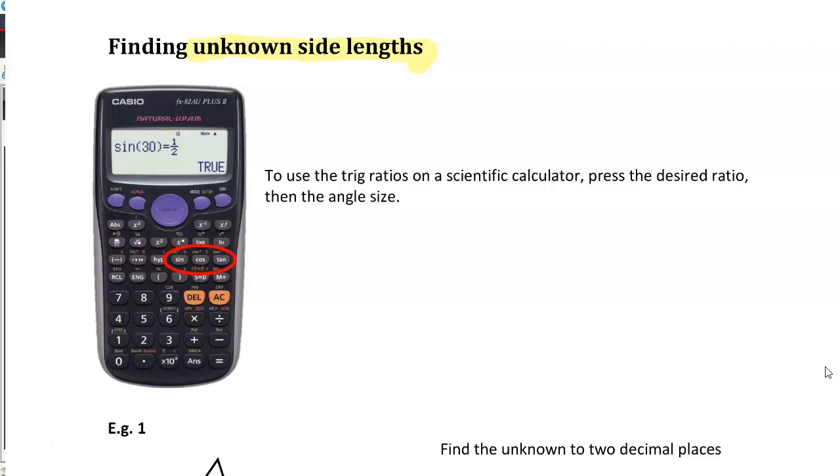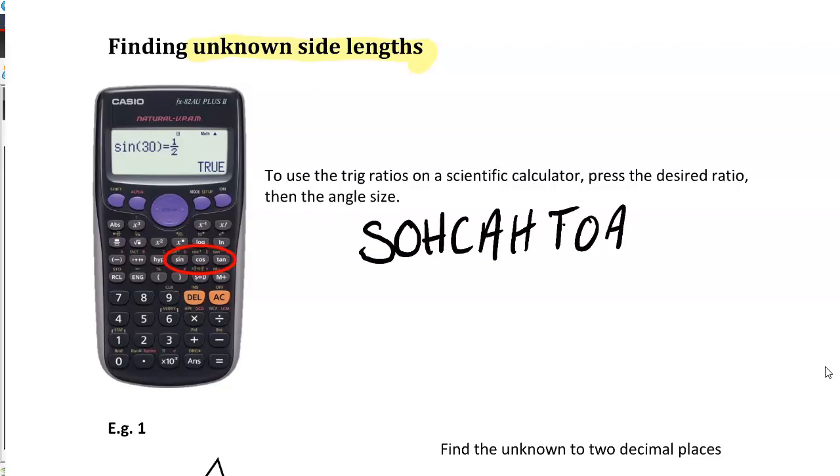Now, don't forget about our trig ratios, our mnemonic. Do you remember what it is? So, SOH CAH TOA. Sine angle equals opposite over hypotenuse. Cos angle equals adjacent over hypotenuse. Tan angle equals opposite over adjacent. Now we're going to start using those to solve problems.